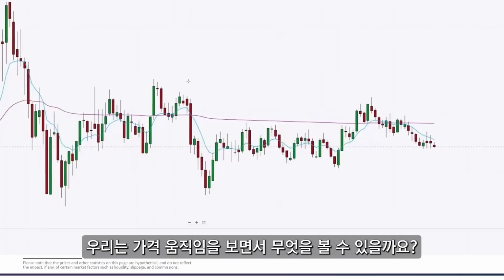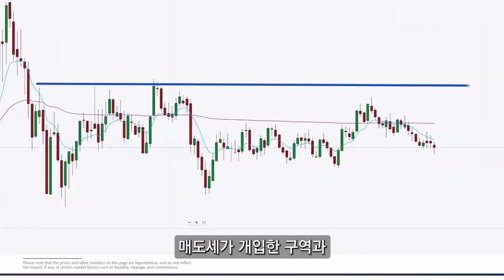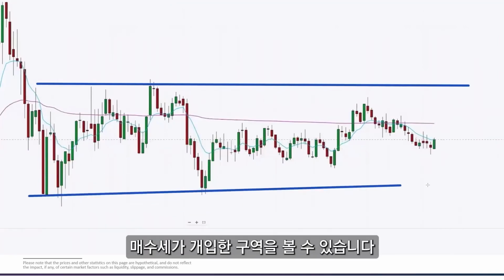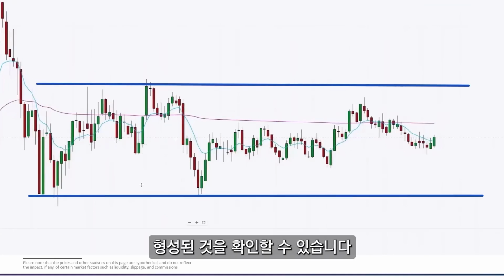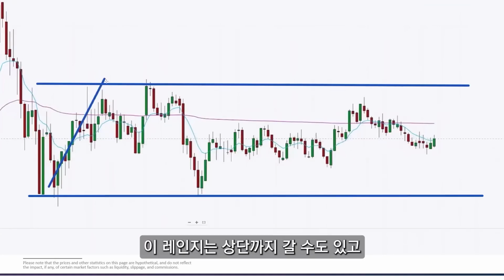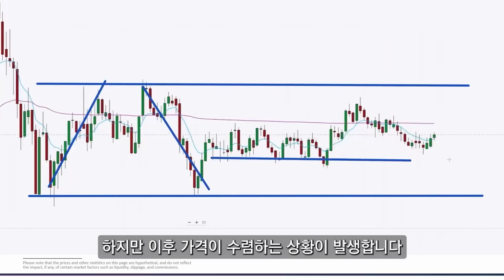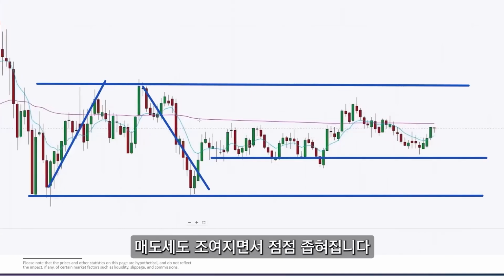So when we're looking at this price action, what do we see? We see a lot of indecision. We see an area where the sellers stepped in and an area where the buyers were stepping in. So we had a range developed. What we classify as a range, it can go to the top of the range, it can come to the bottom of the range, but then we have a consolidation that occurs. And you can see the buyers tighten up and the sellers tighten up.